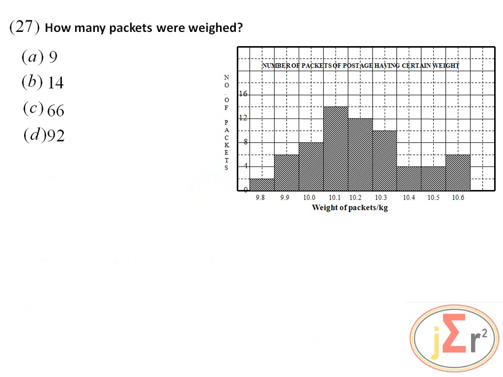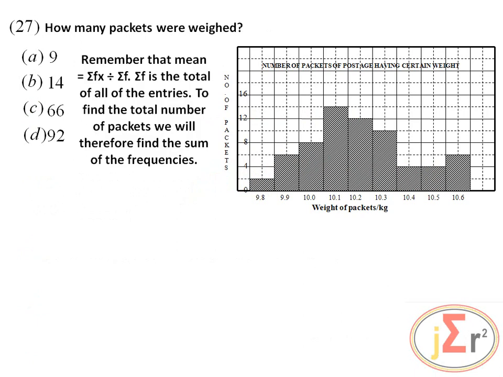How many packets were weighed? We need to know the number of all of them that were weighed. Remember that the mean is equal to the summation of fx divided by the summation of f. The summation of f is the total of all of the entries, because when we are finding the mean, basically when we are using a basic form, we divide by the total of them.